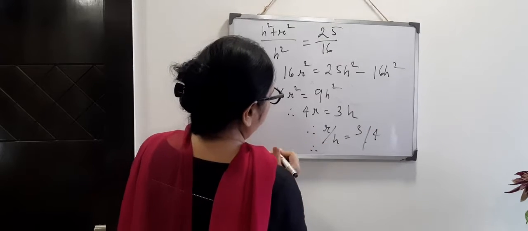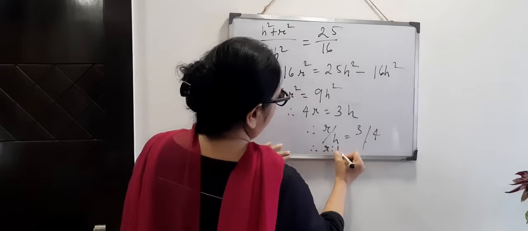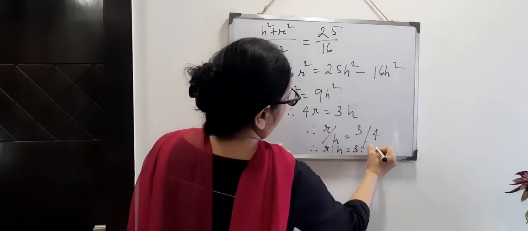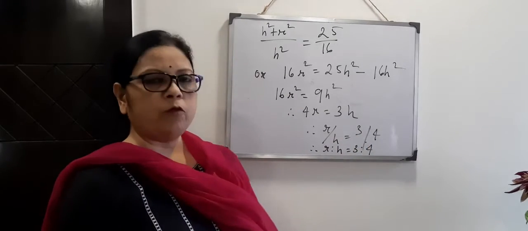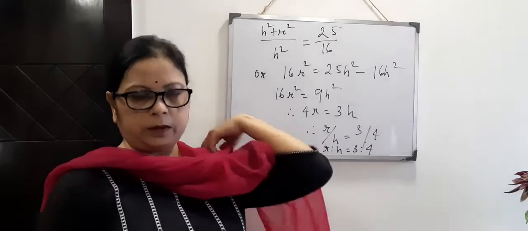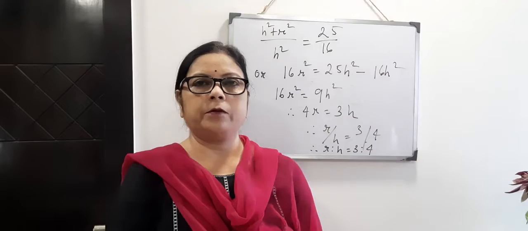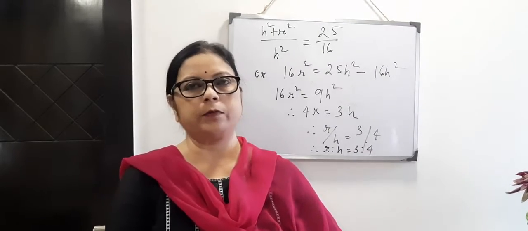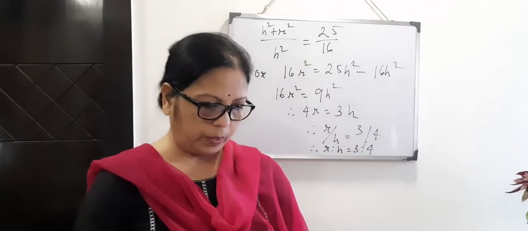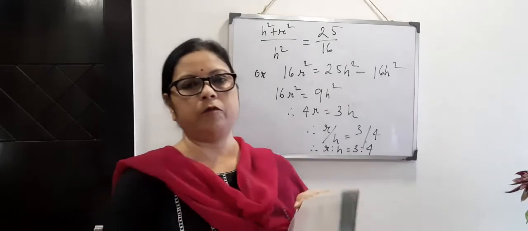Therefore ratio of radius and height is coming 3:4. Clear? This is very easy one. Only you have to know the formula of curved surface area of cone and curved surface area of cylinder. Now next one, number 5.